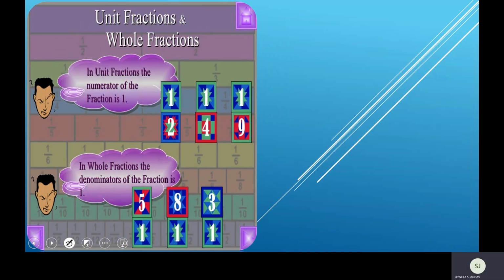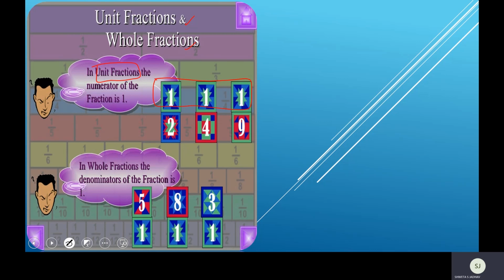Now the next type of fractional number we are going to discuss is unit fractions and whole fractions. In unit fraction, as you all know, unit means 1. So in unit fractions, the numerator of the fraction is 1. Whenever you have numerator as 1, all those fractional numbers will be called unit fractions. And a whole number, as we all know, will be having only one number, right? And if we are adding and subtracting fractional numbers, we can't add one whole number with one fractional number. So because of that, we have to represent the whole number as a fractional number.